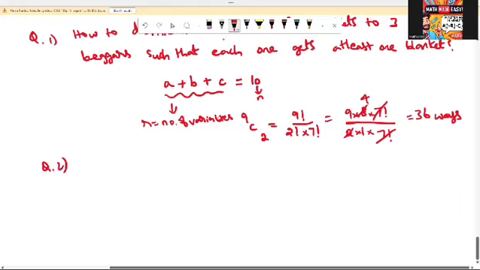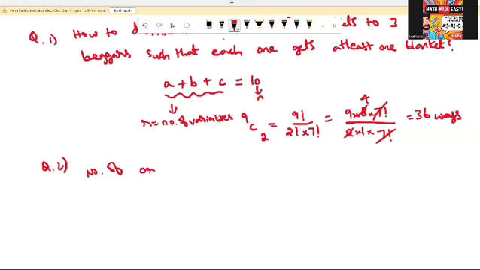Question 2. In this question, the 36 ways that you got in the ABC case will be including the different orders of ABC also, meaning suppose I get an answer as 1, 3, 6, then all the different rewrites of 1 comma 3 comma 6, that is 3 comma 1 comma 6, 3 comma 6 comma 1, everything will be included in this 36.